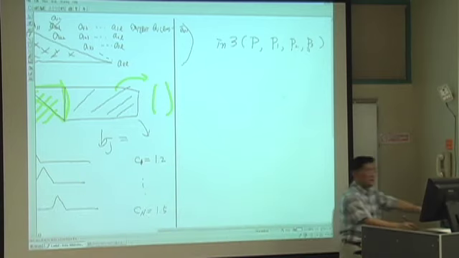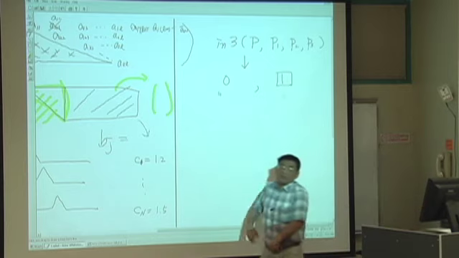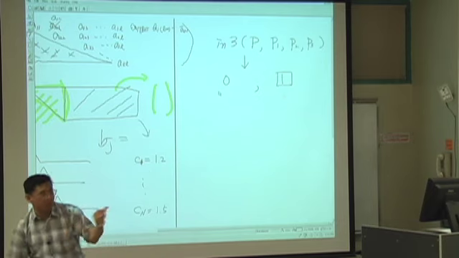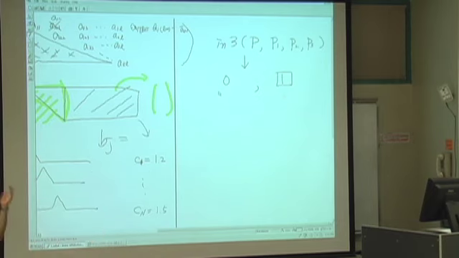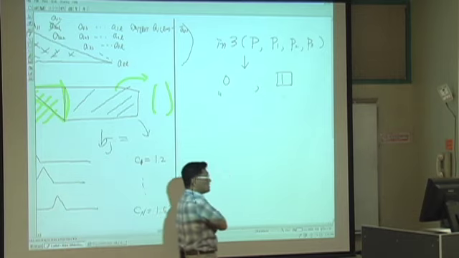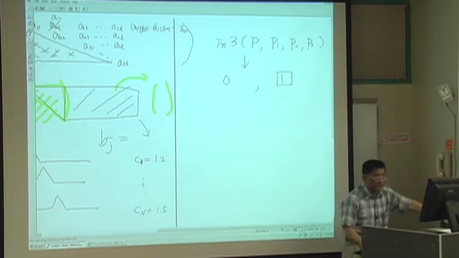Then, once we call this function, the return value should be true or false, right? In other words, if it's inside, it should return 1. If it's outside, it should return 0. Or if you have another programming language, you may use true, false, or something. So this is the idea generally used.